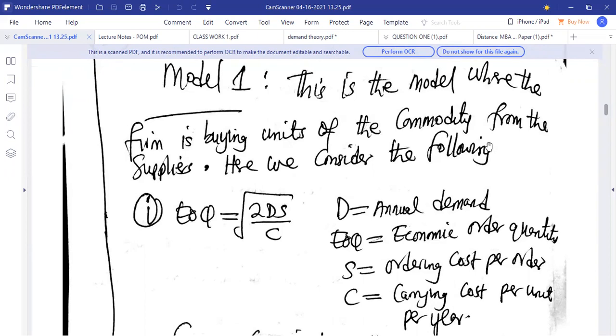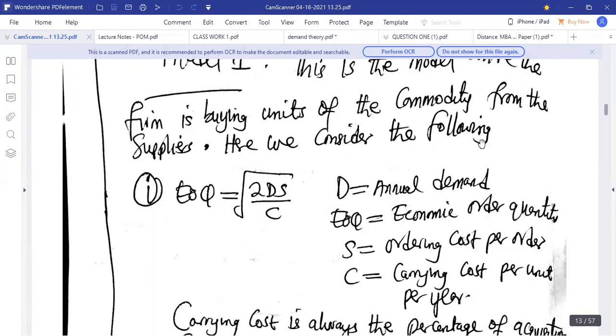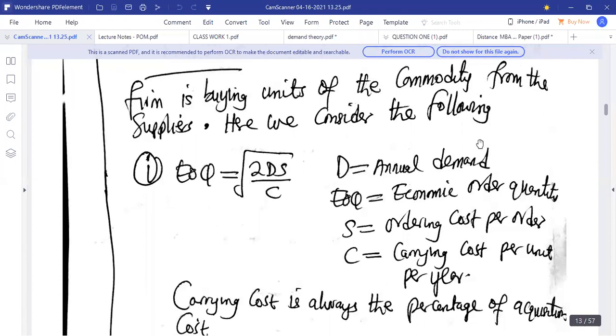So you are looking at the capital D, which is annual demand. Then the EOQ is economic order quantity, so how many units you can order at a time. Then the S is the ordering cost per order. And then the C is the carrying cost per unit per year.